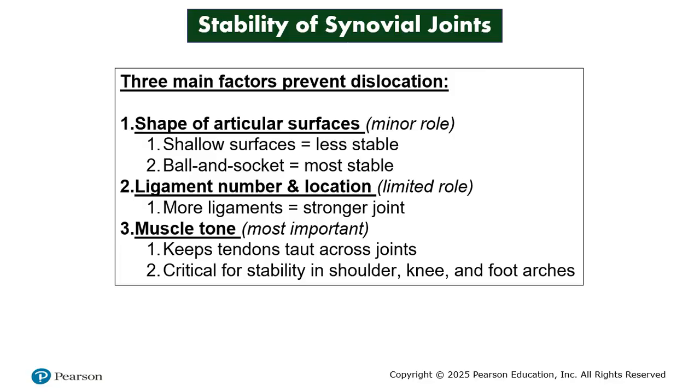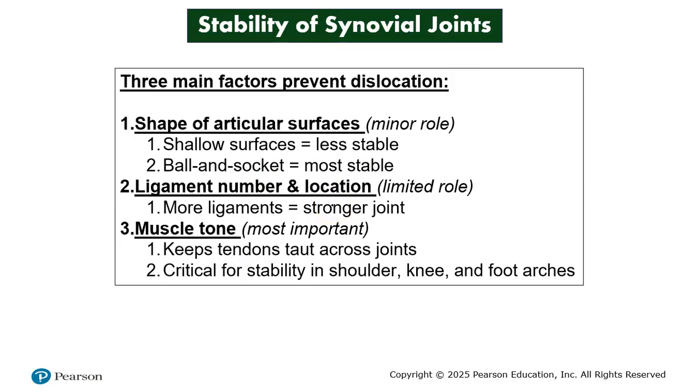Yes, they have a minor role, but you can have shallow surfaces that are going to be less stable. Think about the humerus and the scapula. Remember we have that glenoid cavity, and we said that it allows for the humerus to have more movement. But again, because there's more movement, it's going to be less stability. Whereas a ball and socket, like we saw with the femur and the hip bone, is going to be more stable, because it had a deeper depression, right, with the acetabulum. So just keep those little details in mind. But overall, the shape of the articular surfaces will play a minor role.